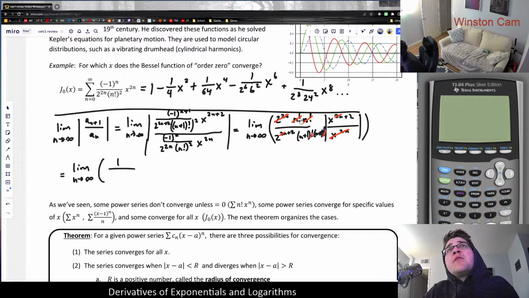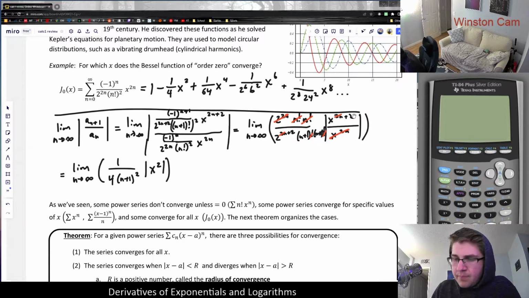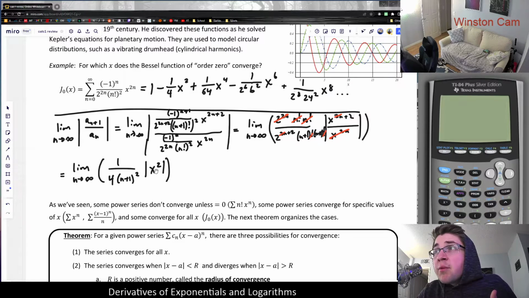Well, what I'm left with is 1 divided by 2 squared, which is 4, times n plus 1 times n plus 1, or n plus 1 squared. And then it's multiplied by the absolute value of x squared, since the denominator canceled. Technically, x squared is going to be strictly positive, whether x is positive or negative, if we're working within the real numbers, which we are for the sake of calculus most of the time.